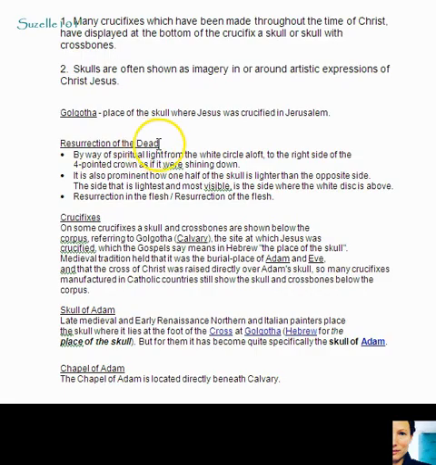Resurrection of the dead, by way of spiritual light from the white circle aloft to the right side of the 4-pointed crown, as if it were shining down. It is also prominent how one half of the skull is lighter than the opposite side. The side that is lightest and most visible is the side where the white disc is above. Resurrection in the flesh, resurrection of the flesh.